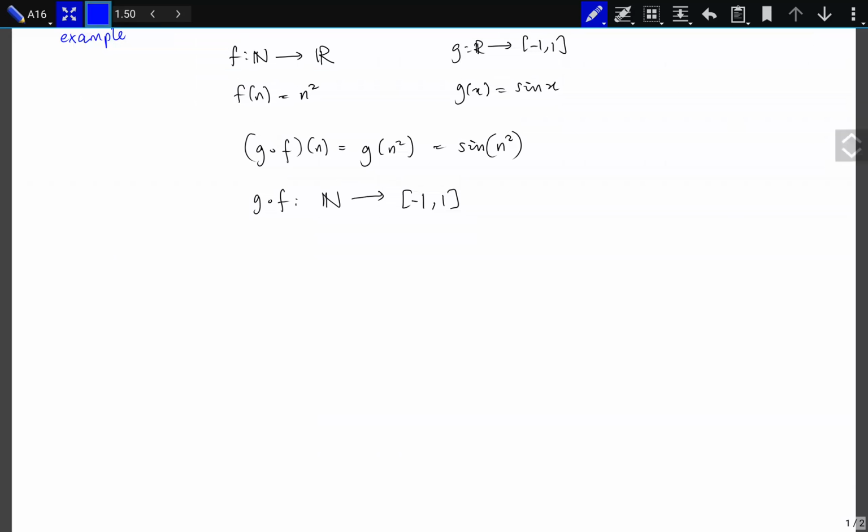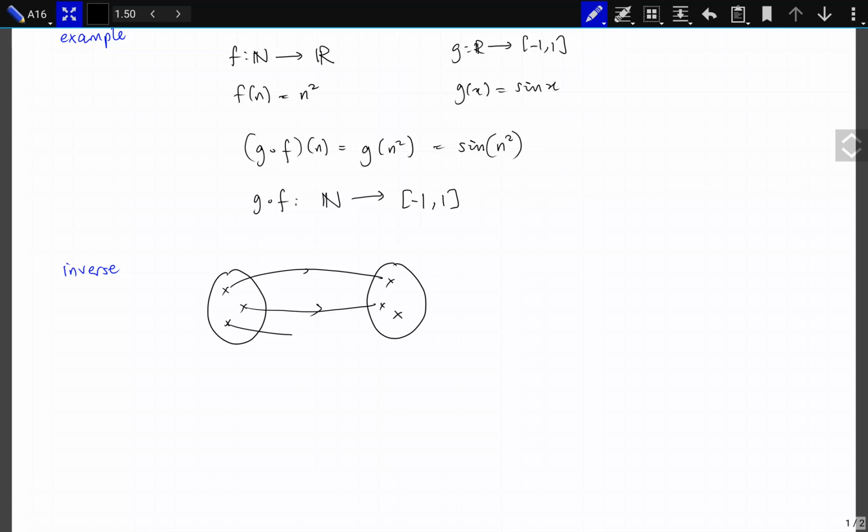So what about the inverse? The inverse, if I draw a picture, is when you can go forward and back. Maybe this is f. So there's a unique choice to go backwards.